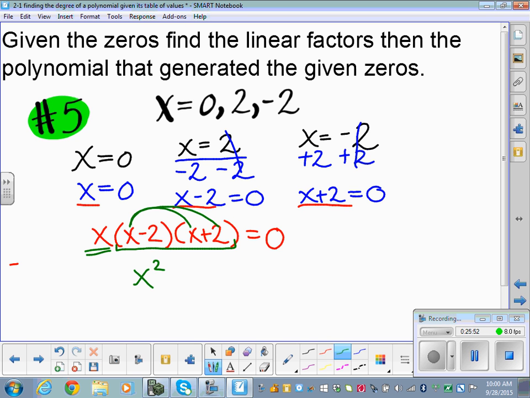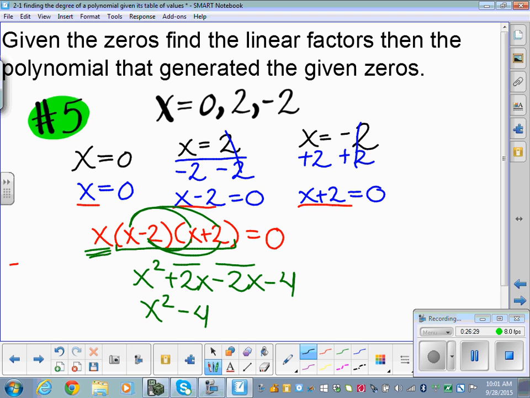Now x times 2, positive 2x, so plus 2x. Watch carefully and ask questions. Some of you don't know how to double distribute. Now we're going to look at negative 2 and distribute that through to each term. Negative 2 times x, negative 2x. Negative 2 times positive 2, negative 4. Now combine like terms before you multiply an x. So we have x squared, and then what's 2x minus 2x? 0. So we have x squared minus 4.